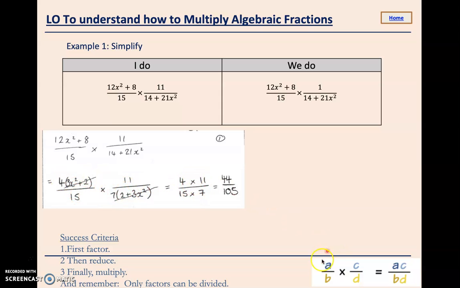So now we just do what the picture states. Times the numerators together to get 44, times the denominators together to get 105. Now you would simplify that further if you could. So if you can copy that down for me, then pause the video and spend a minute working through the we do.